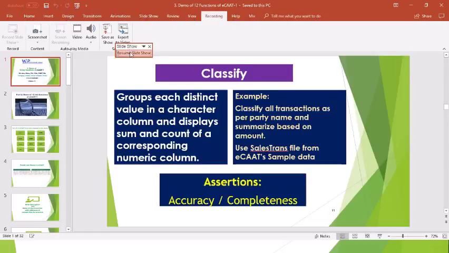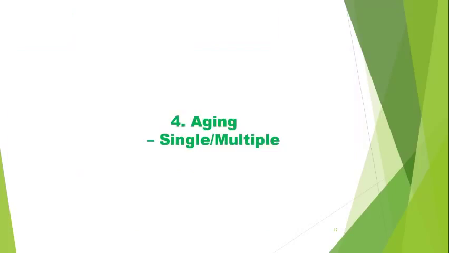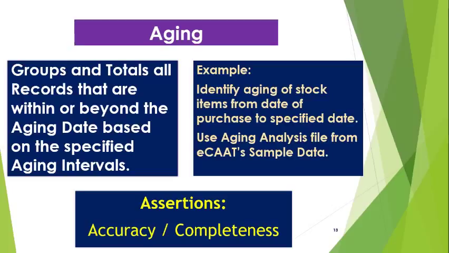Now let's resume and go to the next function. Now let's perform aging. Here also we'll perform aging on a single or multiple fields. What does aging do? Aging groups and totals all the records that are within or beyond the aging date based on specified aging intervals. Let's say I want to identify the aging of stock items from the date of purchase to a specific date. Now using this, we can verify the accuracy and completeness of the data.